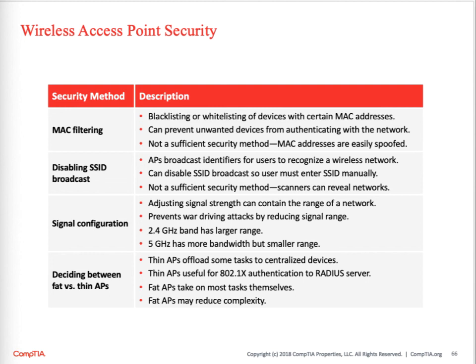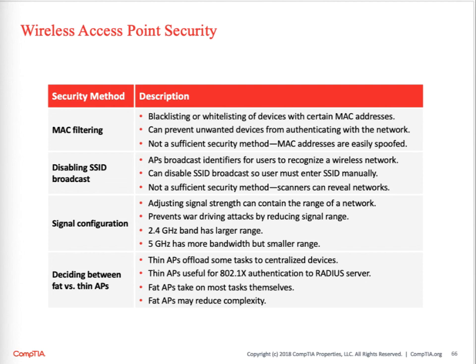We also have signal configurations. A signal configuration is going to be adjusting the strength of our wireless signals so that we can contain the range of our network. For example, we might have a signal that exists beyond our premises, and this is going to be susceptible to a war driving attack and give somebody access to our network. So if it's not in range, this is going to help us to mitigate the attack.